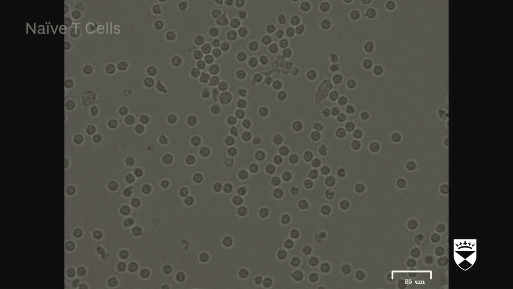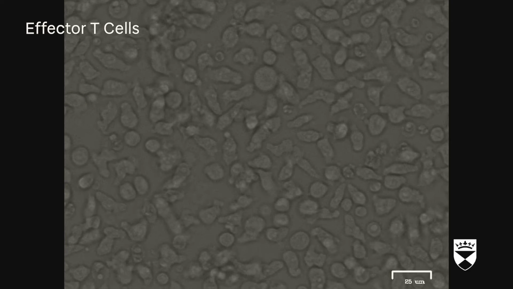A labeled, microscopic image shows naive T cells. These T cells are called naive. They are small and not very active. However, during an infection, they are activated and convert into effector T cells. The image changes to show effector T cells. The cells on screen change from small, round dots, and become larger and more irregular in shape.